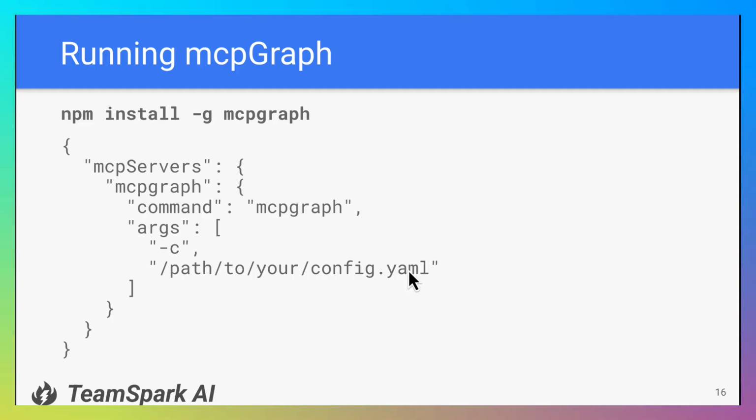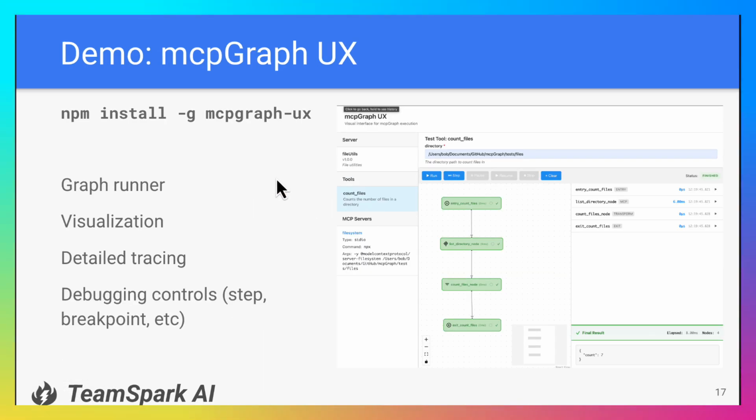And those tools will show up in your agent, and you'll be able to run those tools, and it'll execute the graphs. It's pretty slick. So I'm going to give you a quick demo of mcpGraph UX, which is a separate project. And this, to some extent, is a tool that you might actually use if you're developing this yourselves or if you're inspecting MCP graphs generated by agents.